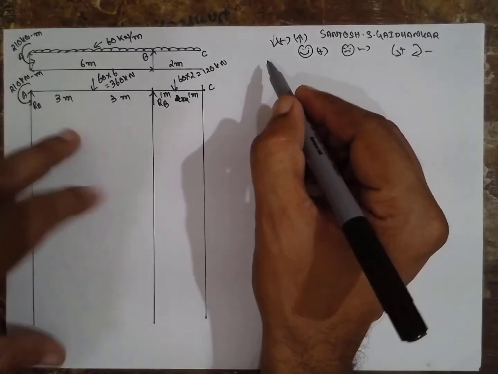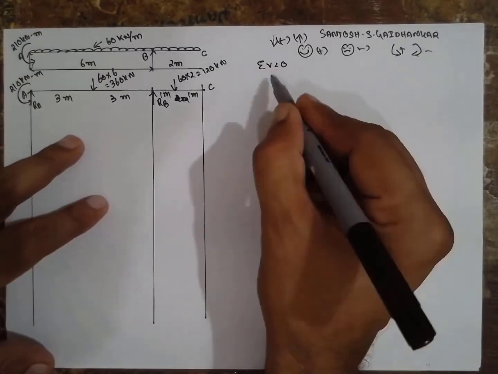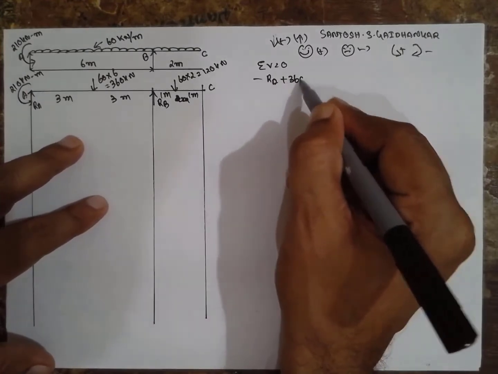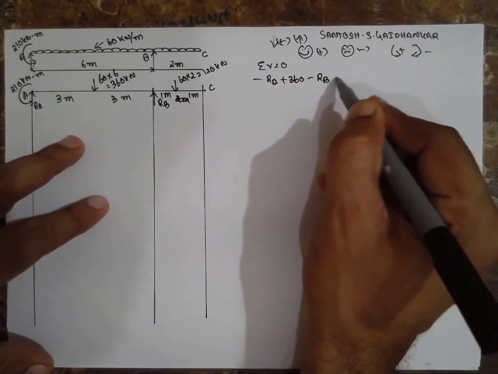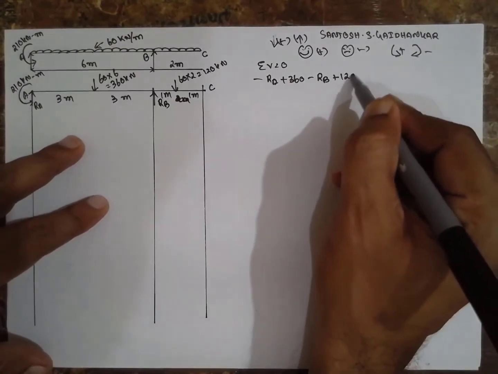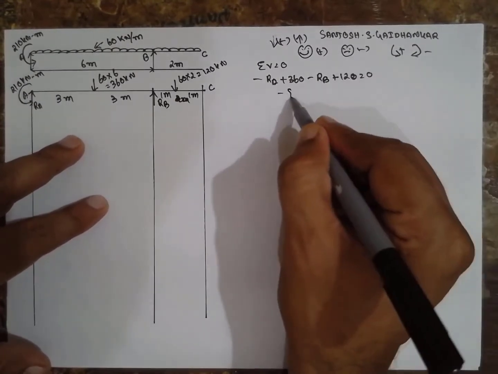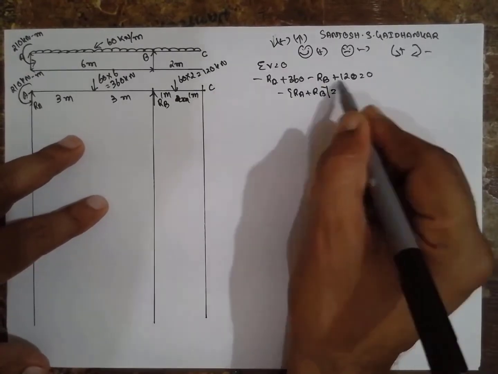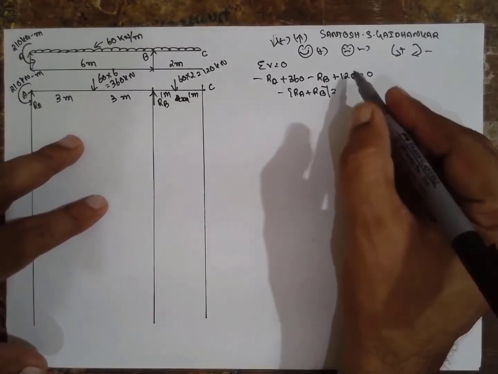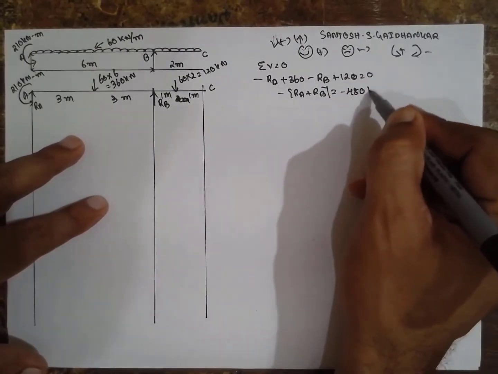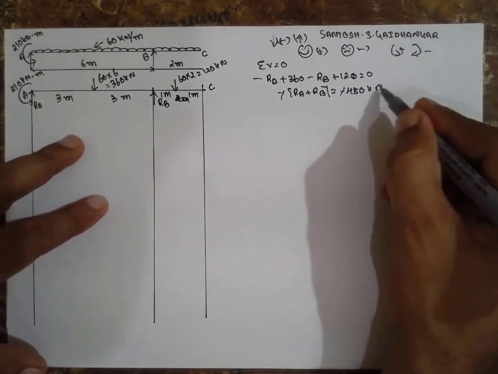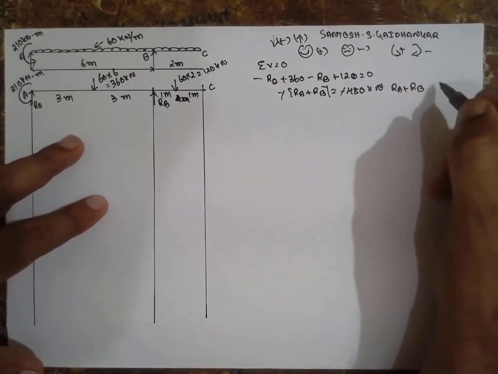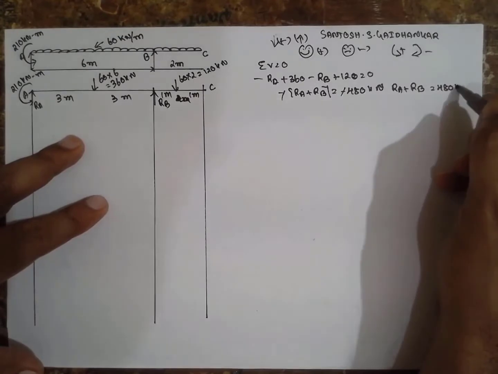Now we have to find out the reaction. Therefore vertical force is equal to 0: RA minus RA plus 360 minus RB plus 120 is equal to 0. Take minus common, RA plus RB, bring these two terms this side, it becomes minus 480 kilonewton. This and this cancel. RA plus RB is nothing but 480 kilonewton.